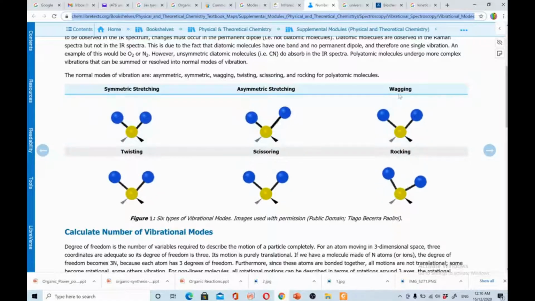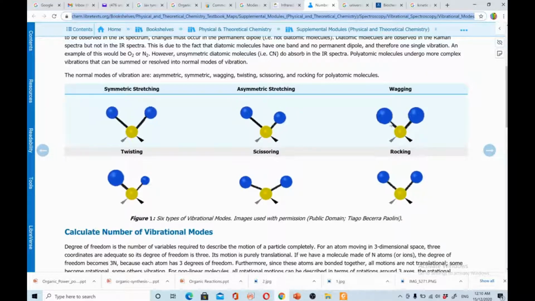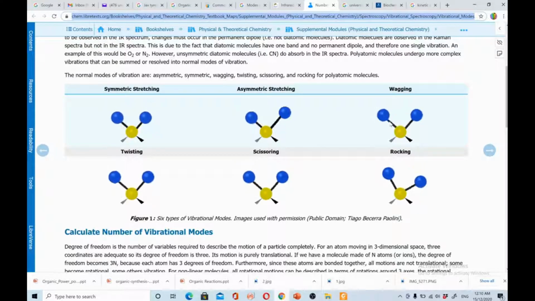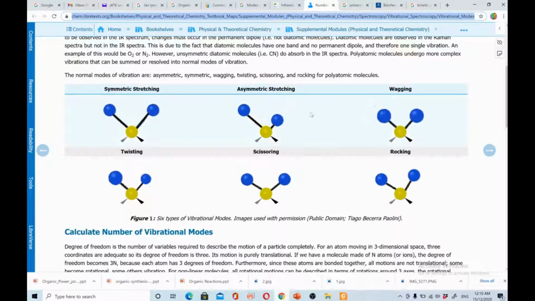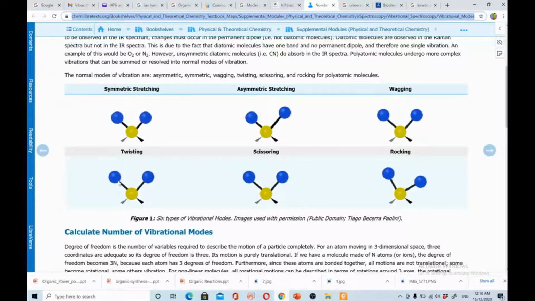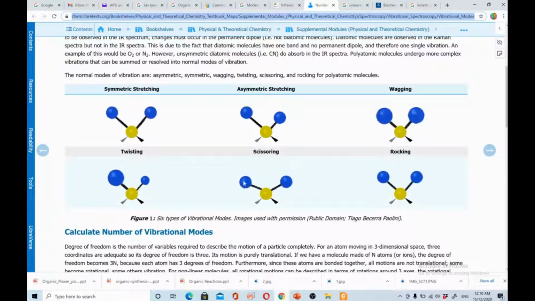Now this is wagging. As you can see, in wagging both balls, at a time, are coming towards and going away. So they are coming towards the front side and going back on this side. This is a wagging mode of vibration. Then this is twisting. So one atom is going back and another is going forward, and one is going back and another is going forward. And this is scissoring. It's like a scissor, so they are cutting like a scissor cuts things.